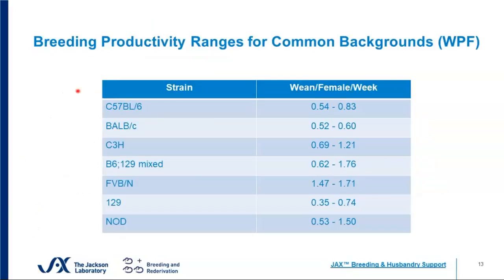And just in case maybe right now you don't have the data that you need to calculate the wean per female per week, this table here may be able to help you. This is just some breeding productivity ranges for common inbred backgrounds that we collected from a variety of inbred, mutant, transgenic mouse strains on these backgrounds, giving you a range that you can potentially use until you have collected the appropriate data. But I want you to realize that each of these, even though they're on the same background, depending on whether they have a mutation or transgene or they're inbred, there is a significant range, which is why you need to understand how well your mice breed in your facility to accurately size your colonies.